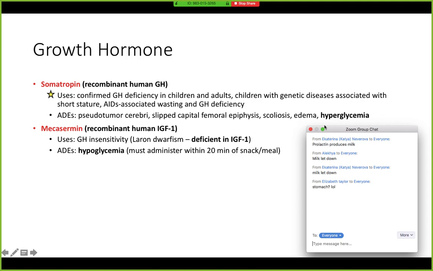Okay, and then also an important thing to point out is that somatropin is going to lead to hyperglycemia, whereas with mecasermin, you'll see hypoglycemia. And then mecasermin is used in Laron dwarfism, and this is a type of dwarfism where patients are deficient in IGF-1. So the somatropin would be used for like a pituitary dwarfism, whereas this is an IGF-1 deficiency.